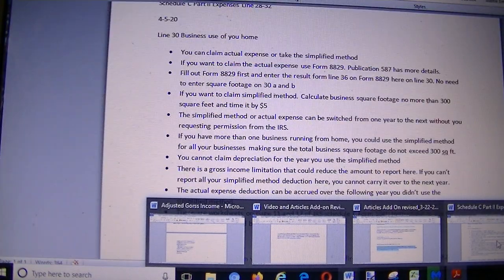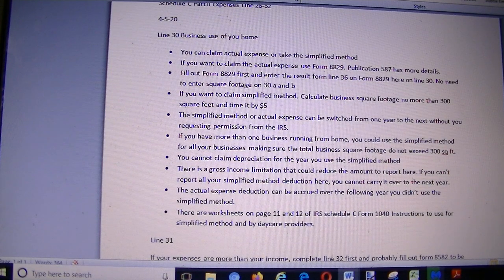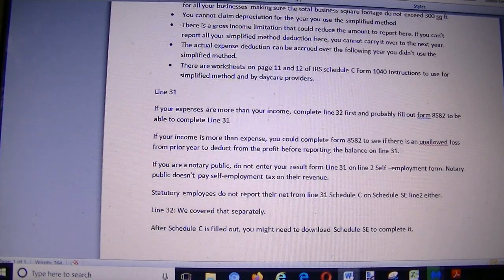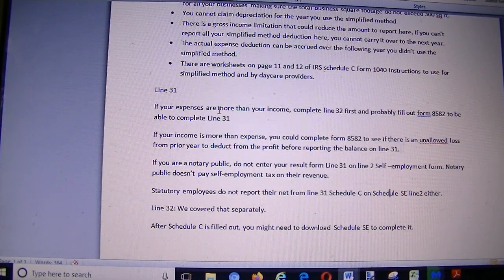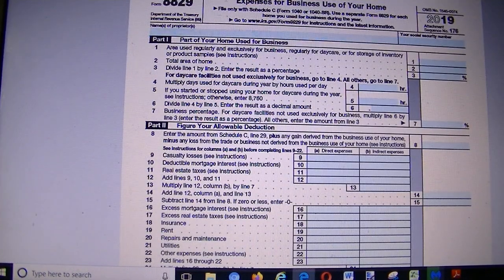I don't feel like the form here is telling us much. So if your expenses are more than your income, that means line 30 is more than line 29. Yeah, you complete line 32 first and probably you'll fill out form 8582 to be able to complete line 31. And form 8582, we can pull it out as well and see how it looks like.